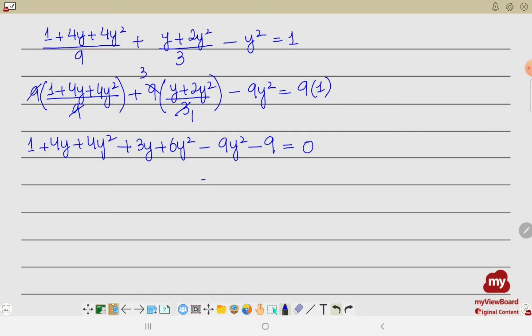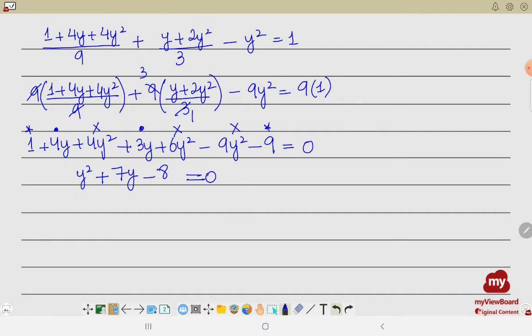Now we are going to further simplify it. Let's see. This is y square term, this is y square term, this is y square term, right? So 6 plus 4 is 10. 10 minus 9 is simply y square. Now we have 4y, 3y, so it will become plus 7y. And then we are left with the two constants. So 1 minus 9 is minus 8. So we have simplified the equation.